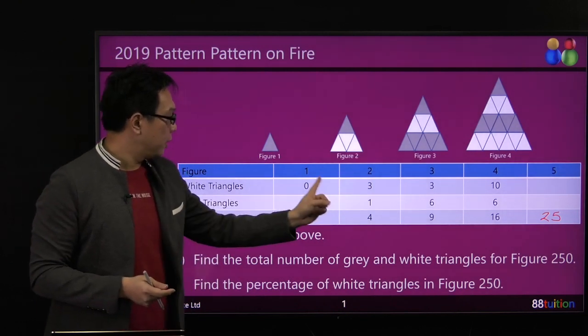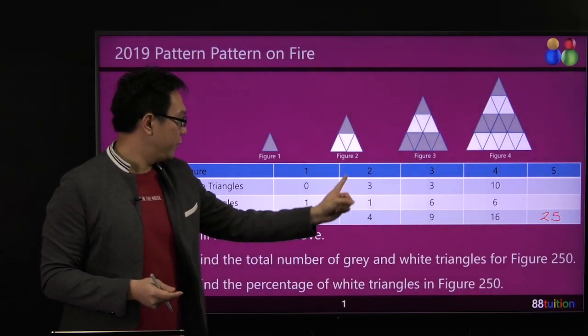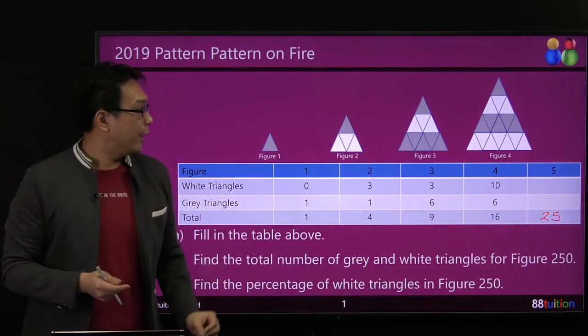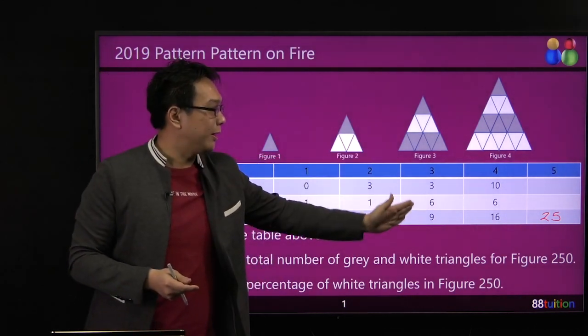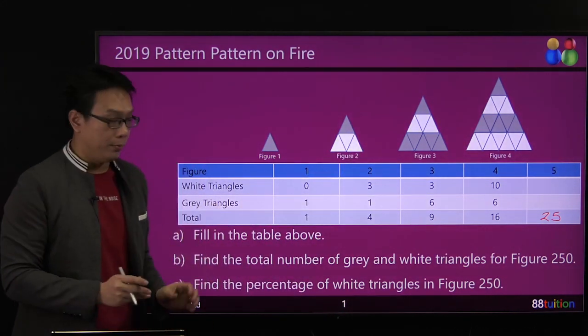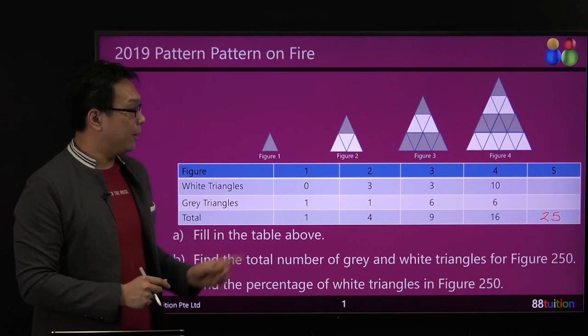Figure 1 got 1 grey and no white. Figure 2, alright, figure 2 got 1 grey and 3 white. Okay, and so on. So you look at the diagram, you look at the table, and so on. Alright, so now let's take a look at the question first. Don't be so anxious. Fill in the table above.